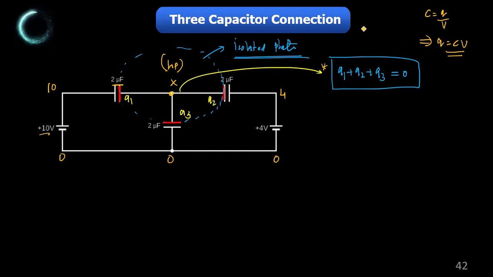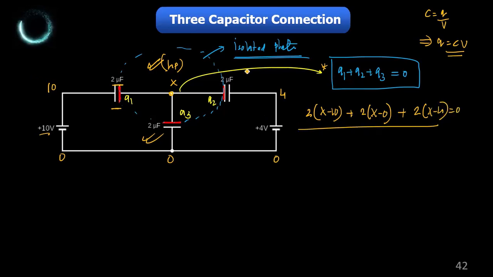Now what is V? V is the potential difference. Whenever I am writing the potential difference, every time I should assume that x is the high potential. So the potential difference across this plate is how much? x minus 10. So can I write 2 into x minus 10 as the charge Q1? Similarly, the potential difference for the next 2 microfarad is x minus 0, so 2 into x minus 0, plus the last one is again 2 into x minus 4. That is equal to 0. So this is the nodal equation that I have written corresponding to the point x.